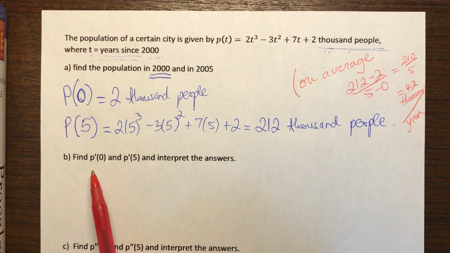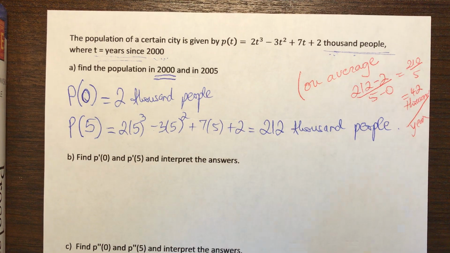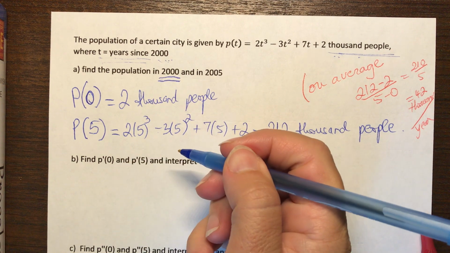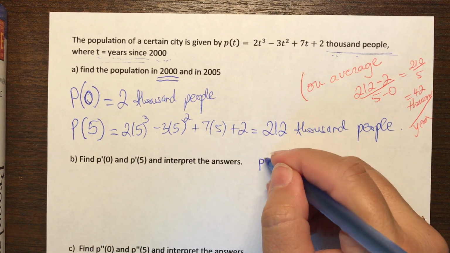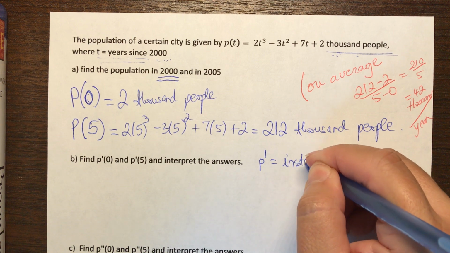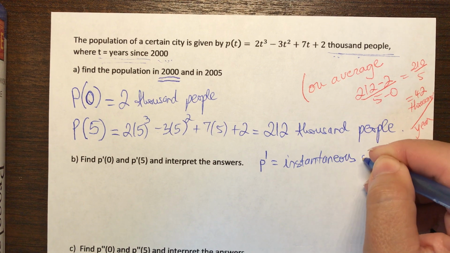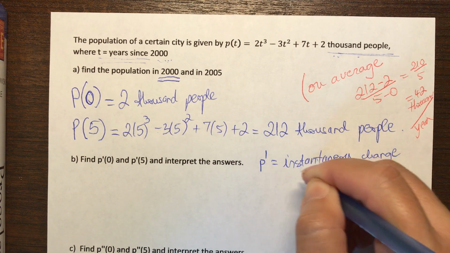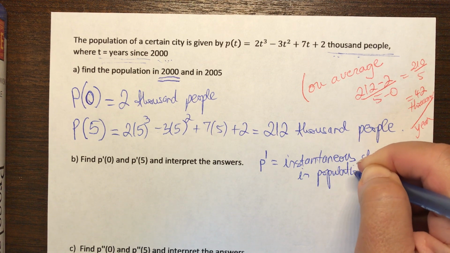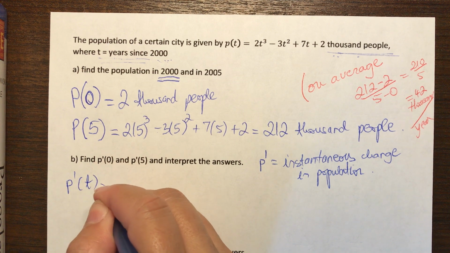Now it says find P prime of 0 and P prime of 5 and interpret these answers. Now P prime means what? To find the change, the instantaneous. So remember, the derivative, which again we're going to find, is the instantaneous change in population. Okay, so first of all, what's the derivative of this function?